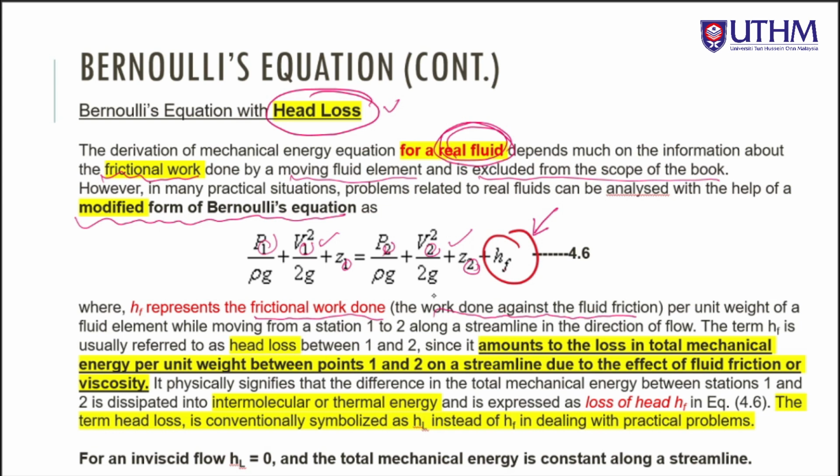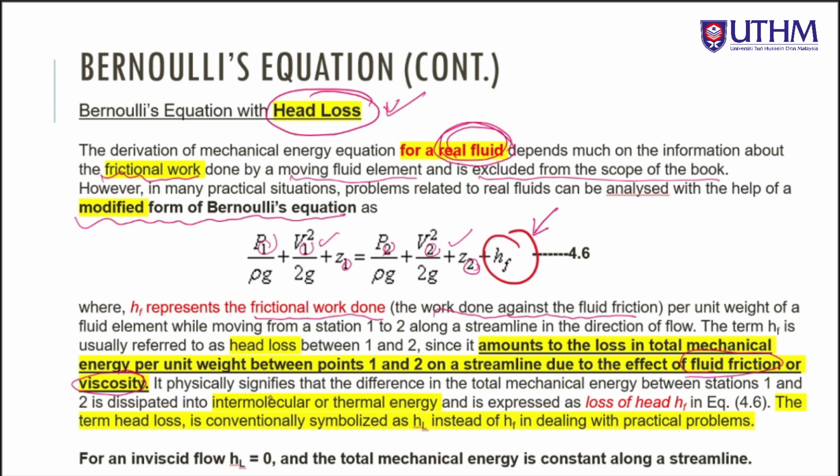This term HF is usually referred to as a head loss, as mentioned just now. This head loss between point 1 and 2 amounts to the loss in total mechanical energy per unit weight between point 1 and 2 on a streamline due to the effect of fluid friction or viscosity. As I said, a real fluid must have fluid friction or viscosity. It will not be a perfect fluid like when we applied Bernoulli before.